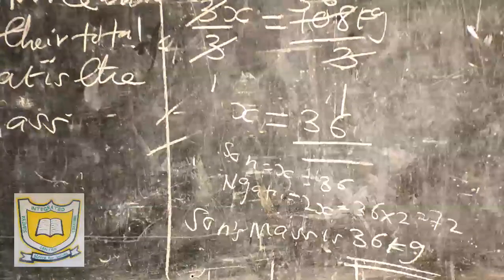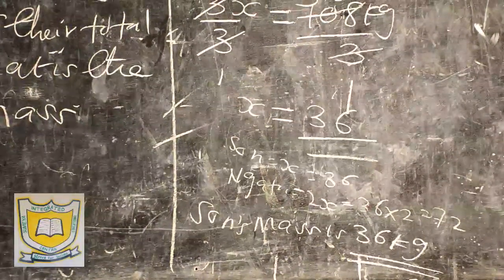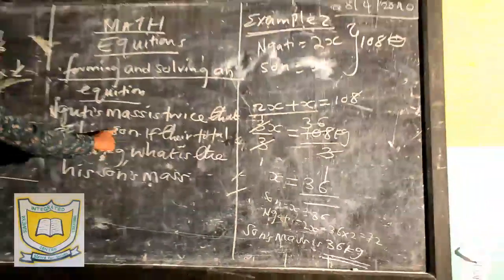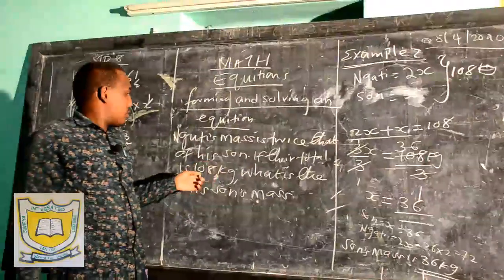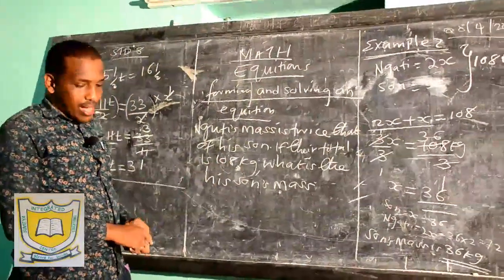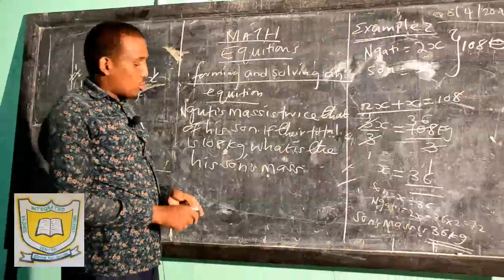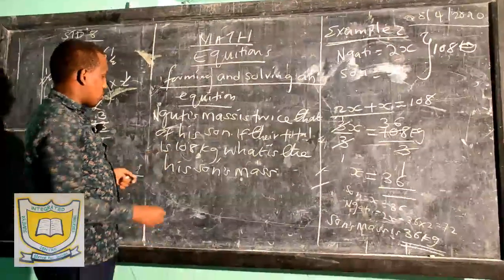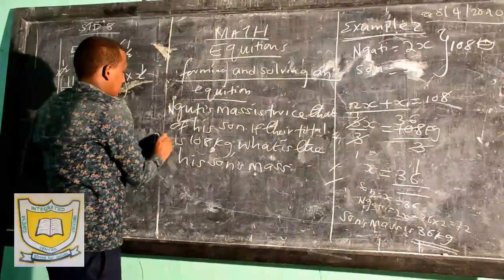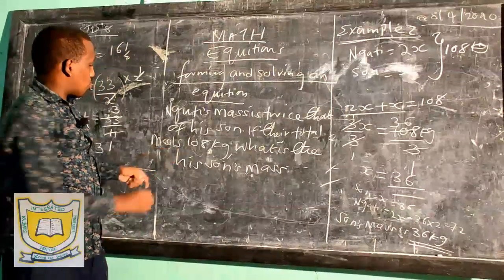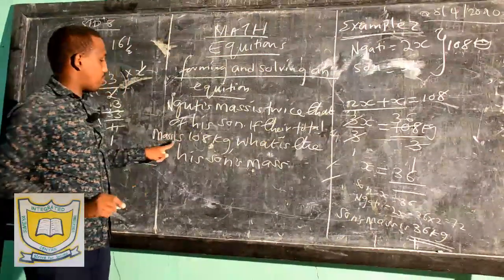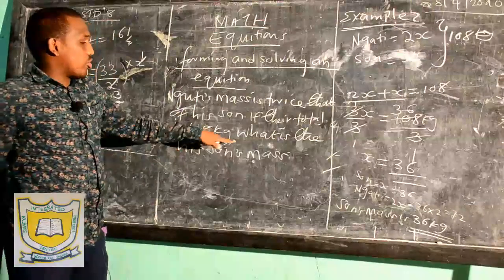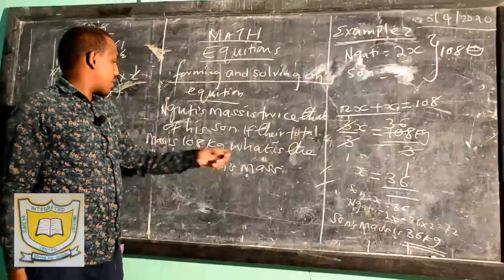I am repeating. Ngati's mass is twice that of his son. If their total mass is 108 kg, what is his son's mass?